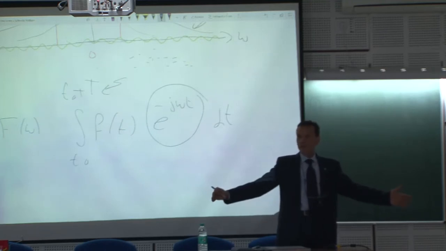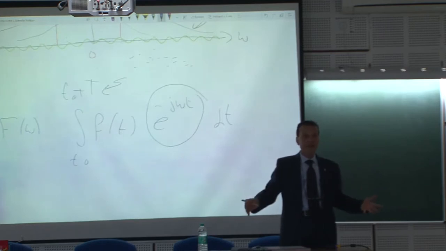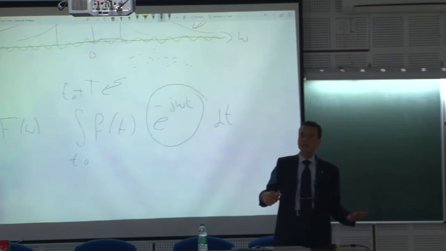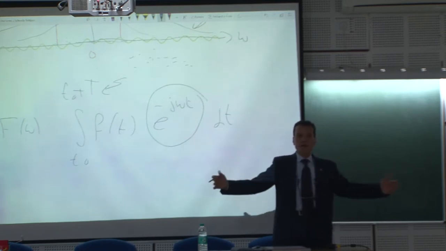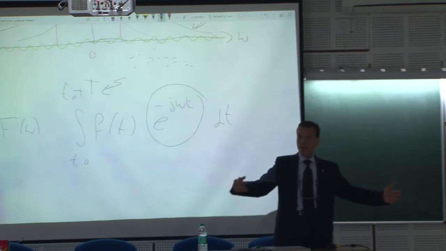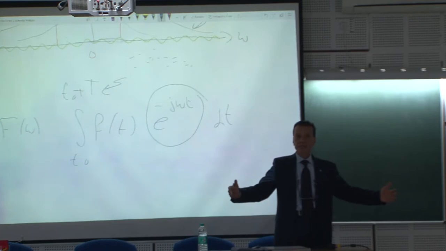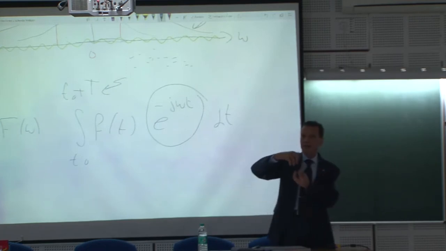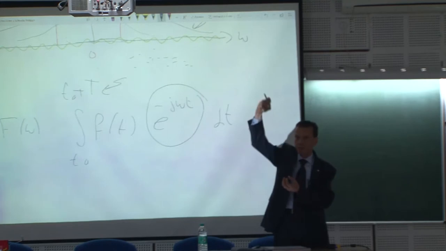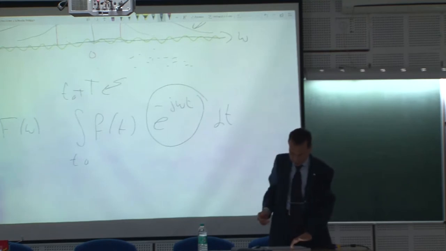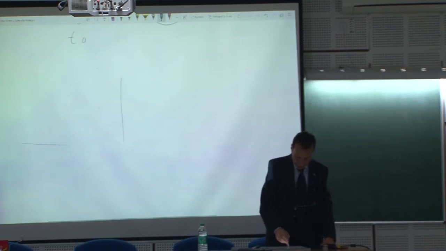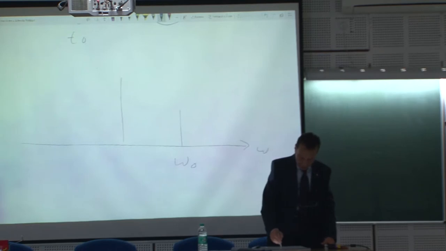The wider this window is, the better you can get rid of the noise. If you would like to explain it in the frequency domain, a wider window means integration for a long time, which is something like having a bandpass filter. You come with a bandpass filter, because your signal in the frequency domain is something like that. This is omega naught. This is omega. And you have, say, this is noise. This is your signal.